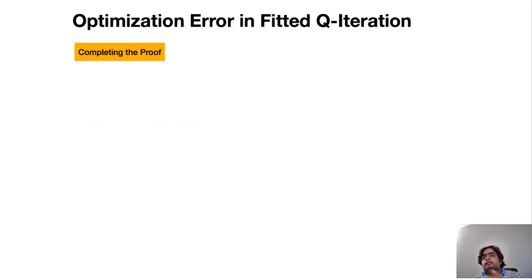Okay, so finally, what we have shown so far is how error in one step, or fitting error in one step, affects the error against q star. We have also discussed how sampling error in the Bellman operator affects the actual Bellman operator. So let's now put these together to get a final error bound for fitted Q iteration algorithms.